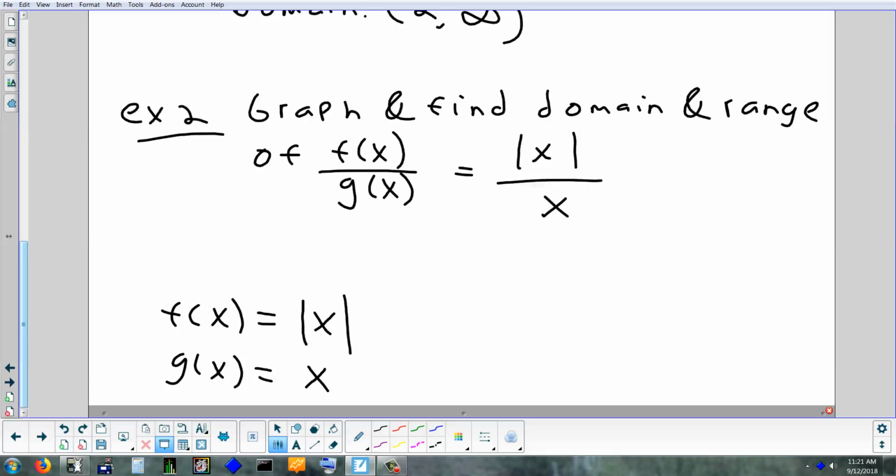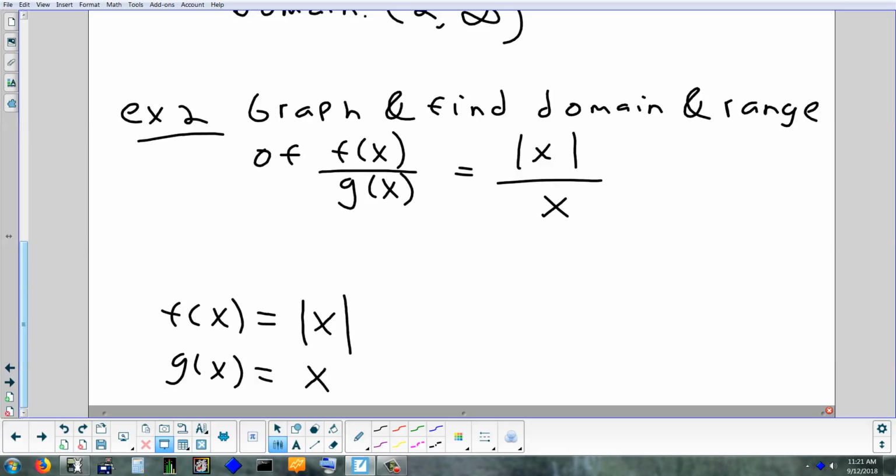Yeah, 1. What if x was 5? Just plug 5 into that. That would be 1. What about if x was 13.4? Yeah. 1. We're getting 1 a lot. What if x was negative 5? What would the answer be there? It would be negative 1. If x was negative 8, it would be negative 1.